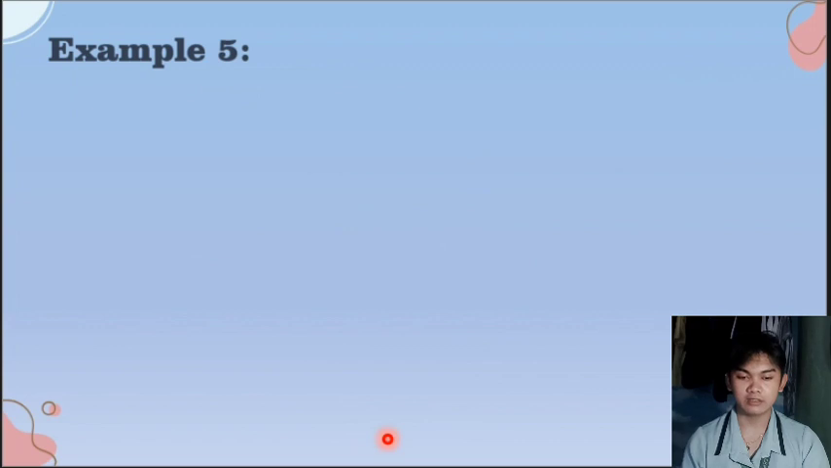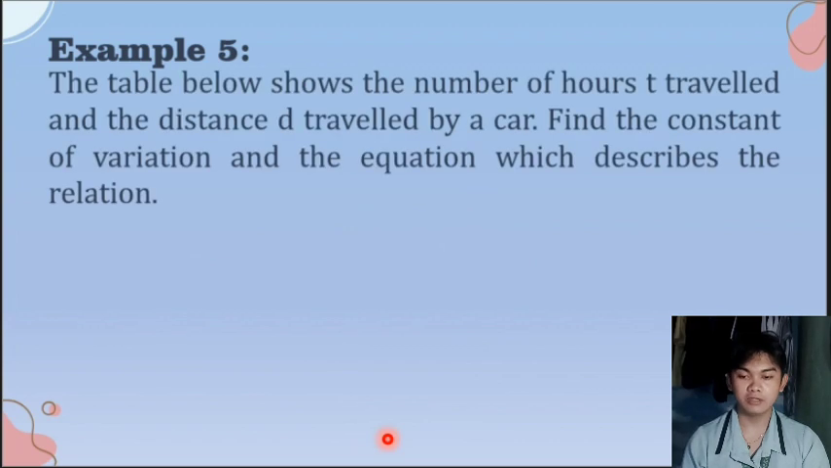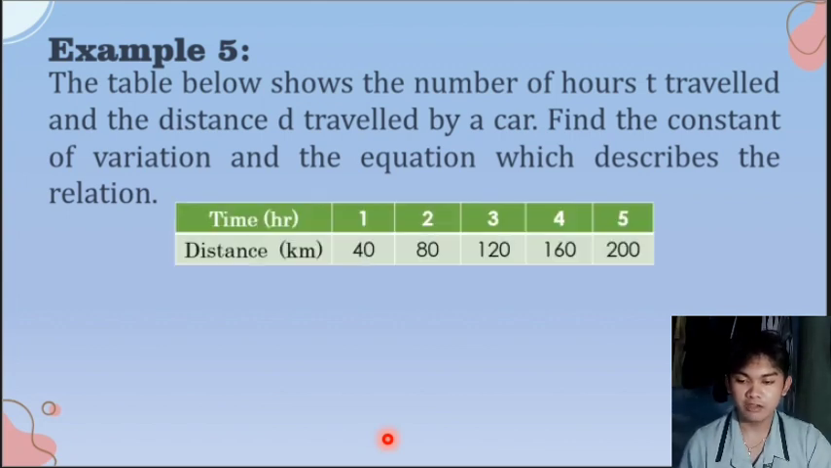So, another example. The table below shows the number of hours t traveled and the distance d traveled by a car. Find the constant of variation and the equation which describe the relation. So, given the table of values, we have the time t. When time t is 1, we have the distance of 40 kilometers. When 2, we have distance 80. When time is 3, we have the distance 120, and so on.